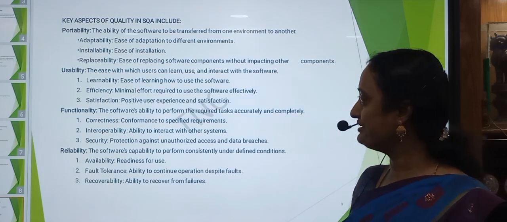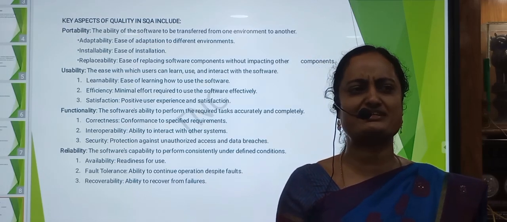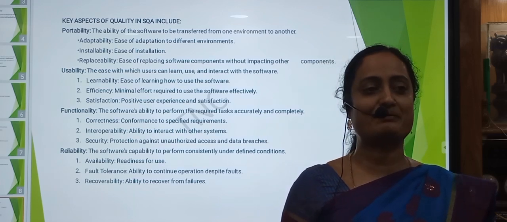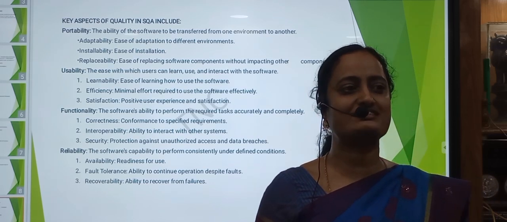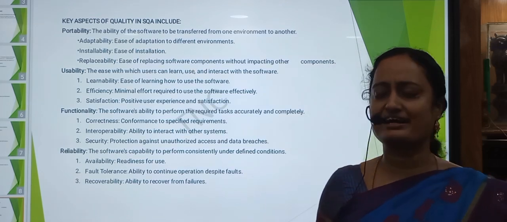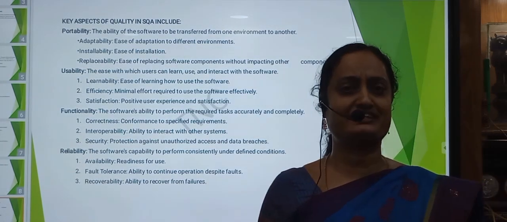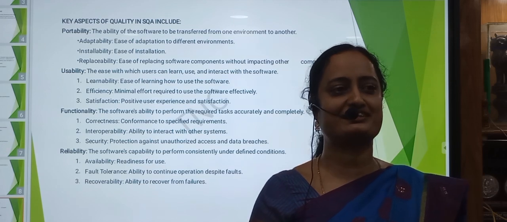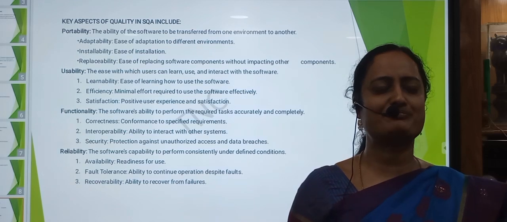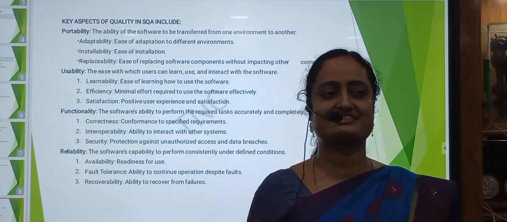Next, functionality. The software's ability to perform the required task. Functionality means each and every function will perform the task accurately and completely. It includes correctness, interoperability and security. Correctness means conformance to the specified requirements. Interoperability is the ability to interact with each other, that is, to interact with other systems. Security means providing protection against unauthorized access.